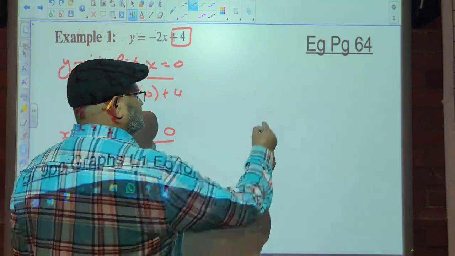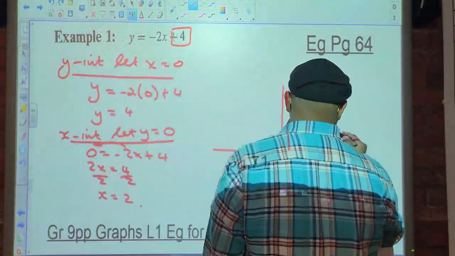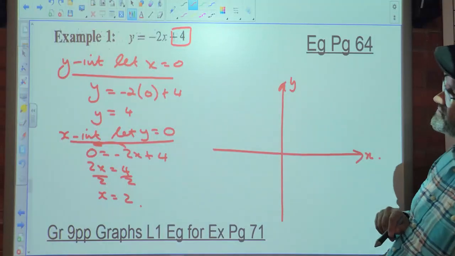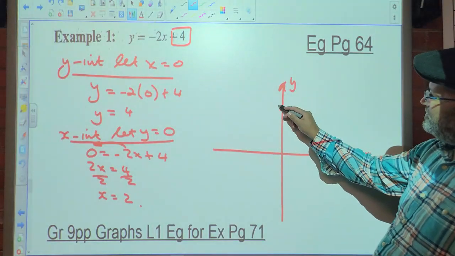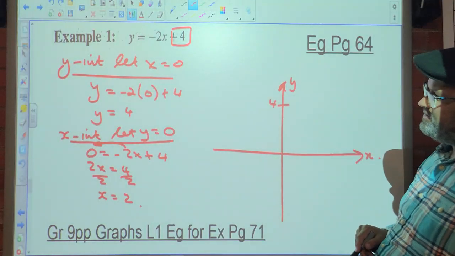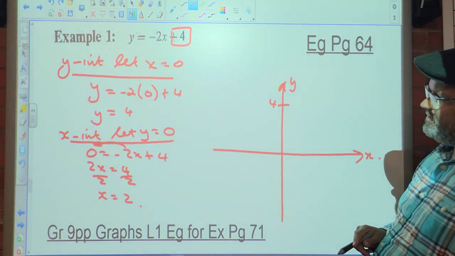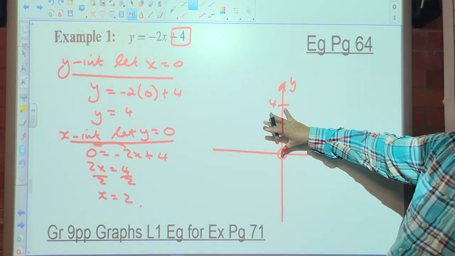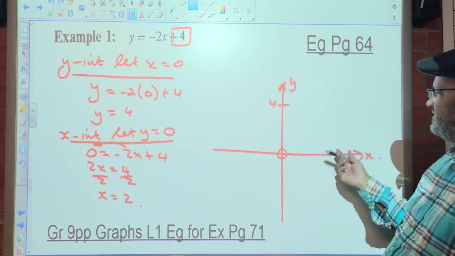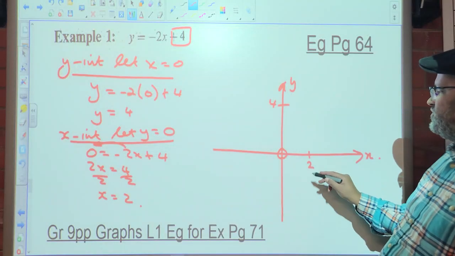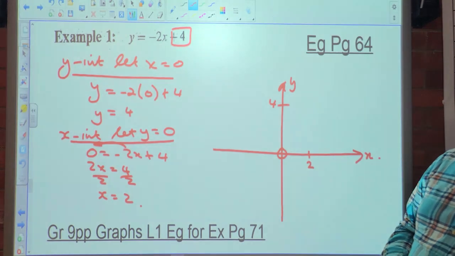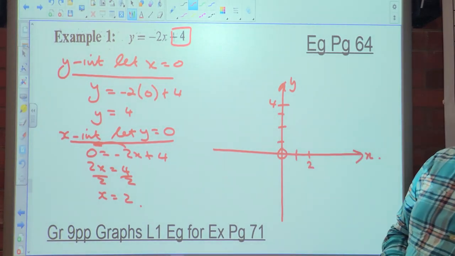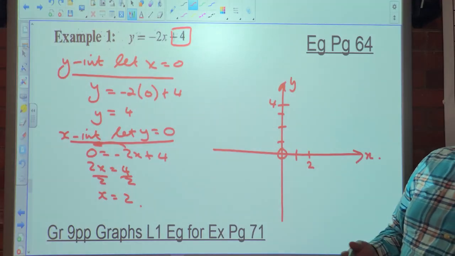Okay. So let's go. So y is 4. It's approximately there. And remember that is 0. Okay, and x is 2. Now it's not going to be the same length as this. It's going to be half that length. So it's just again by approximation you write 2. You don't have to go 1, 2, 3, 4 and so on. You don't have to do that. Okay, just by approximation.